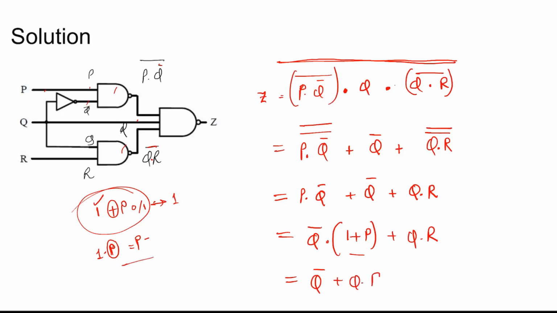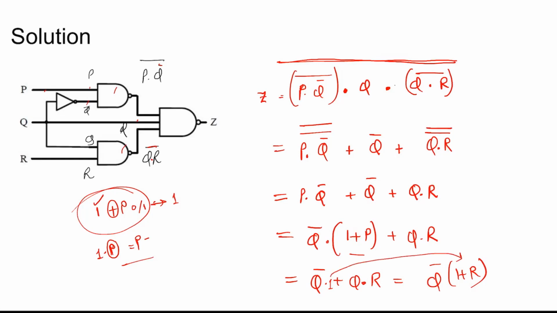Plus Q dot R. Again, we can bring in 1 plus R here, because 1 plus R is 1 only. So Q bar into 1 was there, and this 1 can be replaced by 1 plus R.